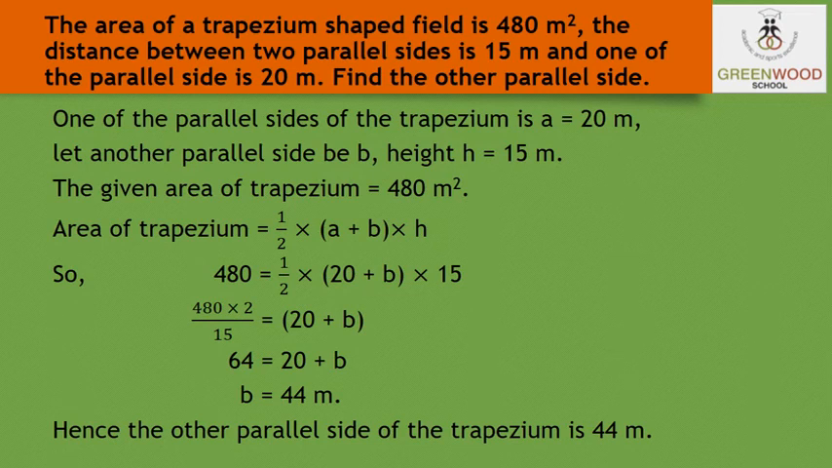Now, according to the formula, area of trapezium is equal to half into (A plus B) into H, where area of trapezium is given as 480 meters square. Substitute the values. 480 equals half into (20 plus B) into 15. On solving this, we get the value of B equals 44 meter. Thus, the other parallel side of the trapezium is 44 meter.